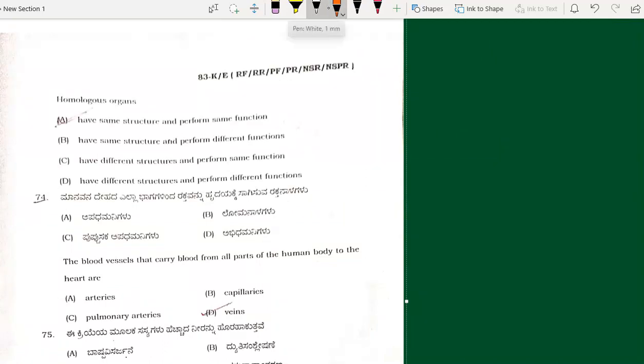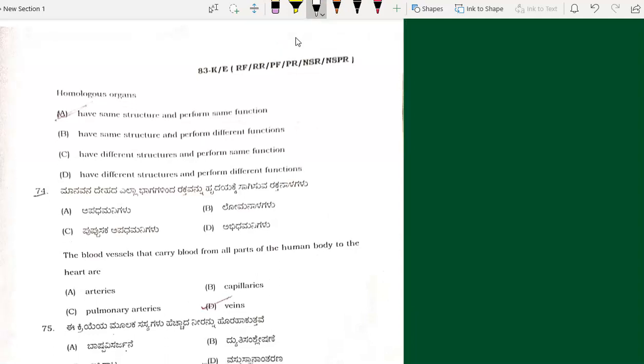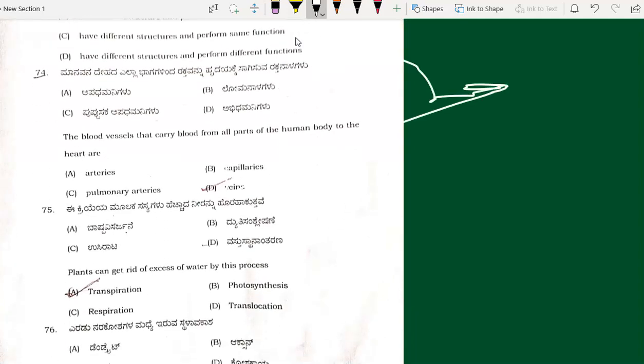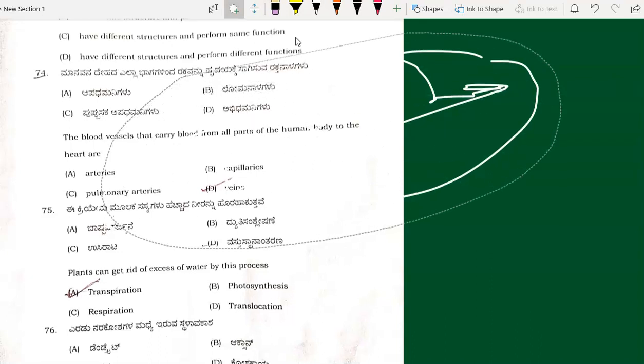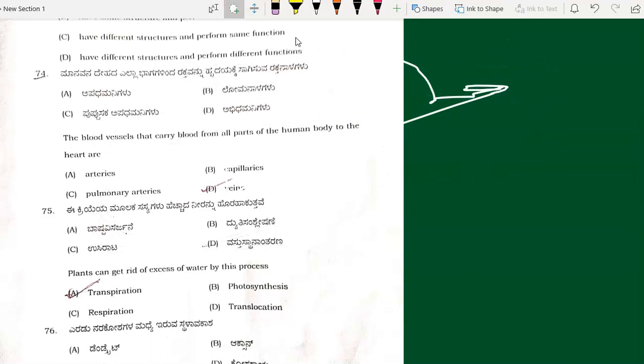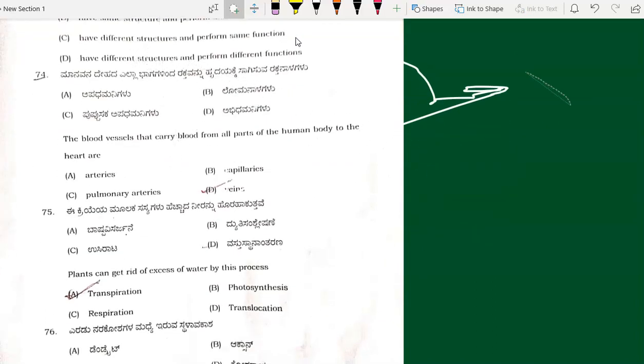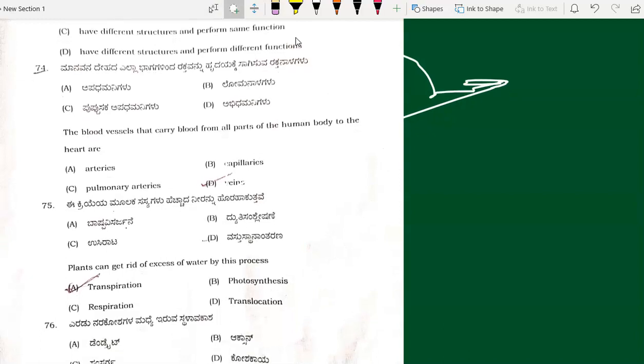74th question. Okay, the blood vessels that carry the blood. Suppose we have a heart. Sorry, this is creating a lot of problems, but anyhow we don't have any option. Let me take an eraser for this. Okay, let's take this.